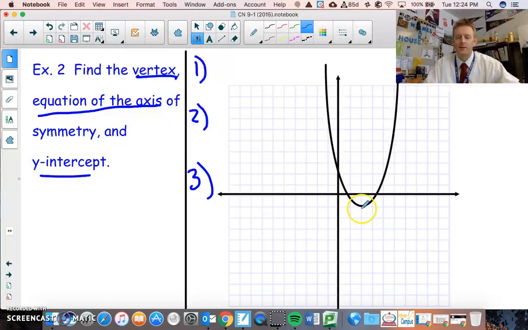So the vertex is just this point right here. We just look at it. So the vertex is an ordered pair answer. That was to the right 2 and down 1. So I just had to look at it to find it.